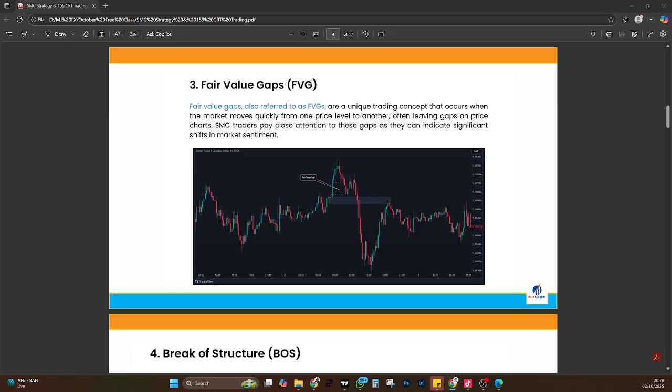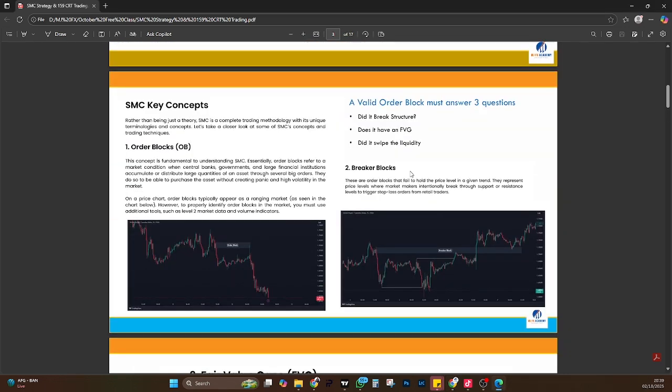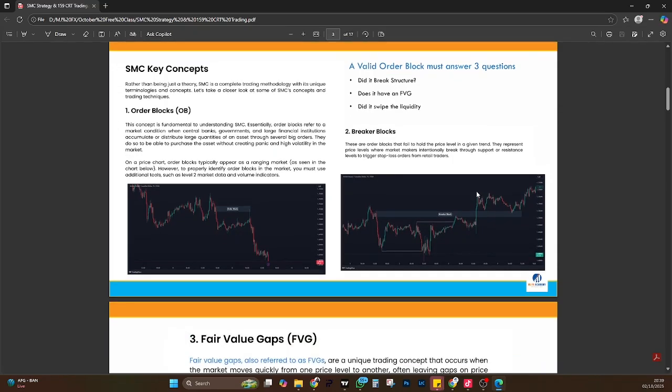So we go to the next thing, which is a breaker block. Now, so that I don't confuse you between an order block and a breaker block, a breaker block is an order block that has failed. A breaker block is an order block that has failed.